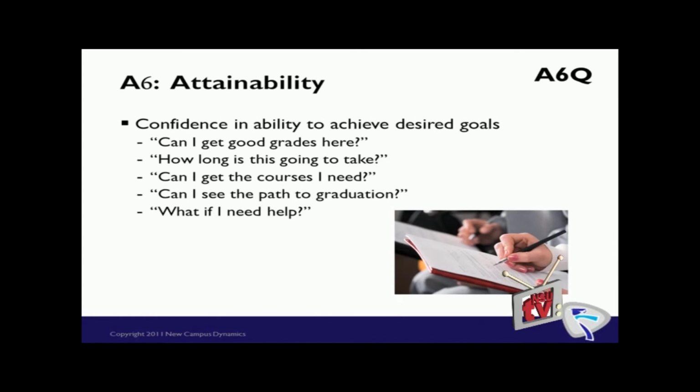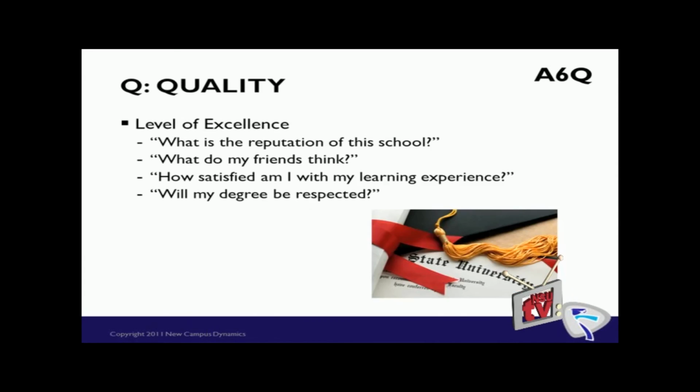It's basically also, can I get the grades I need to graduate? How long is this going to take? Can I get the courses I need? And what if I need help in order to get to my goal? So that's attainability. And the last one is quality.